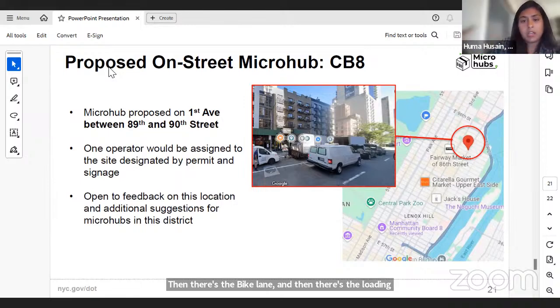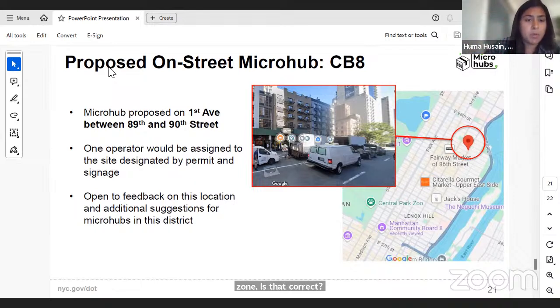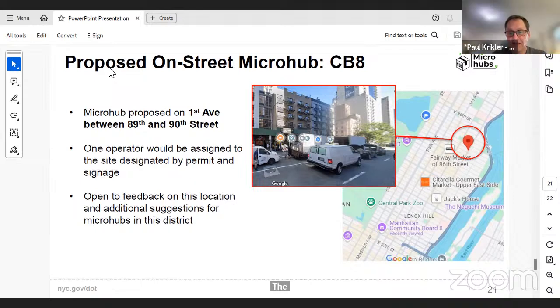Yeah, and there would be protective barriers between the bike lane and the parking area where they would be. Brilliant. I think it's a fantastic idea. I can't wait to see how it goes.